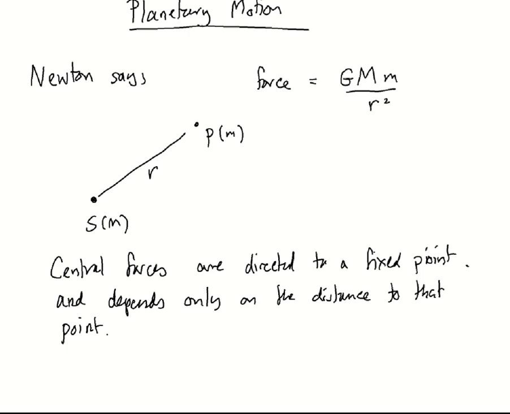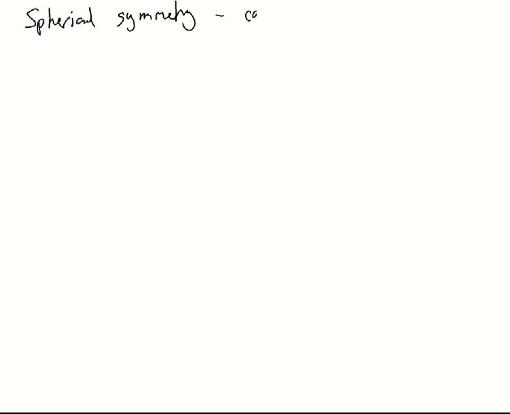Now, if you have that, then you have symmetry. You have spherical symmetry, which means that we can rotate the system and not change it, which is really quite wonderful. We have a symmetry, so if we rotate the system, it doesn't matter.